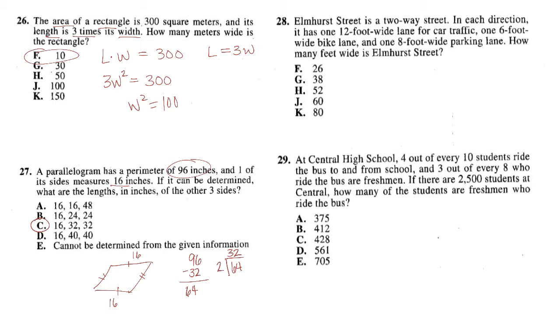Okay, so here we have a street, and in each direction, so that's important, it has one 12-foot wide lane and a 6-foot and an 8-foot. So that's going to be 26, but it says in each direction, so I need to multiply that by 2, and so that's going to give me 52.